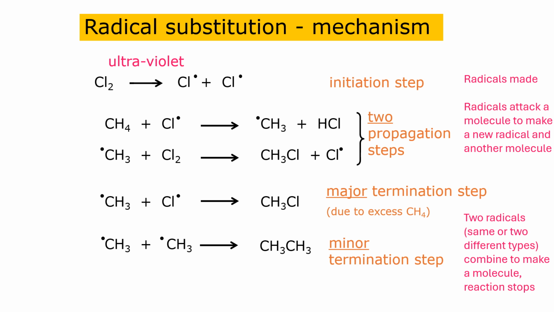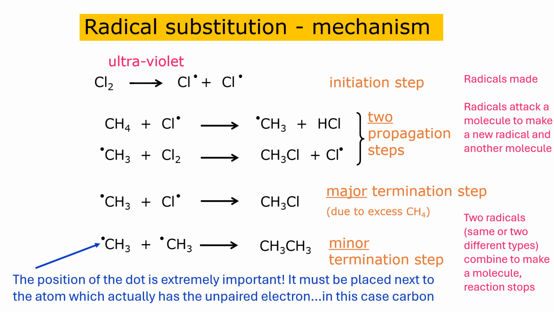Just to clarify, in the initiation step, radicals are made, and then in propagation steps, radicals attack a molecule to make a new radical and another molecule. And in the termination steps, two radicals, which can be the same as each other or two different types, combine to make a molecule and the reaction stops. Like I said, the position of the dot is very important. It must be placed next to the atom which actually has the unpaired electron, which is in this case carbon.